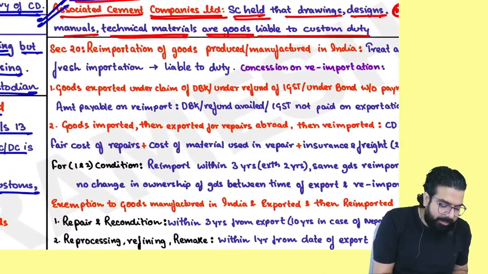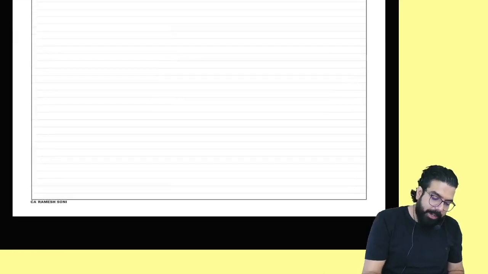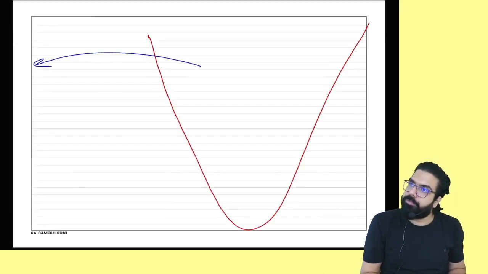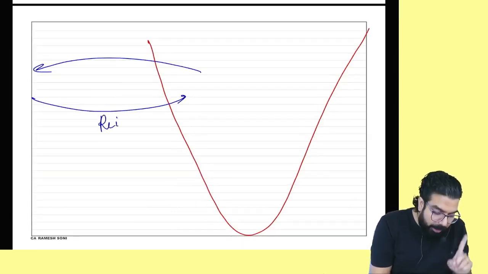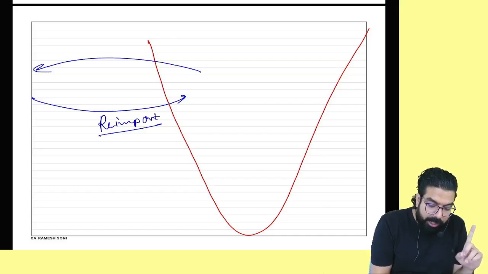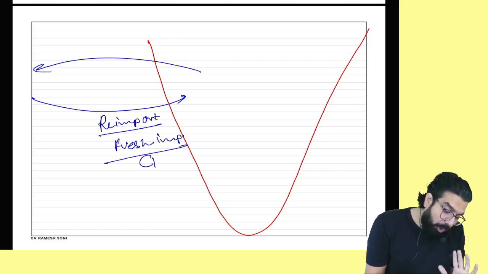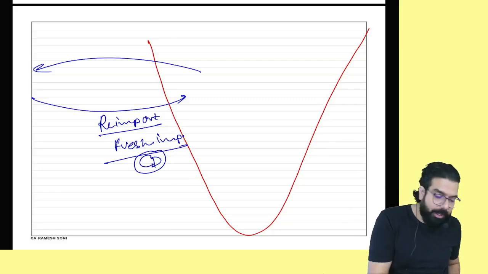Everyone over here, now section number 20 comes. Section number 20, people, you know what? Remember one thing. I exported some goods, okay? And I reimported. Remember, reimport is always fresh import, and full customs duty is payable. That is told by section number 20. What is section number 20 telling?